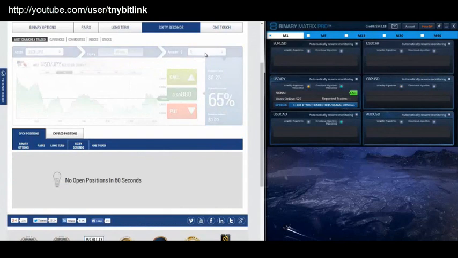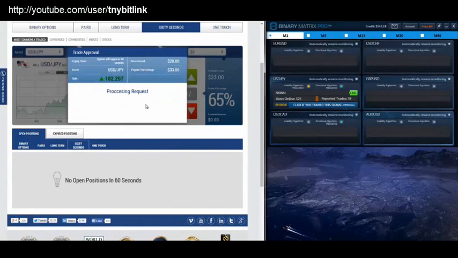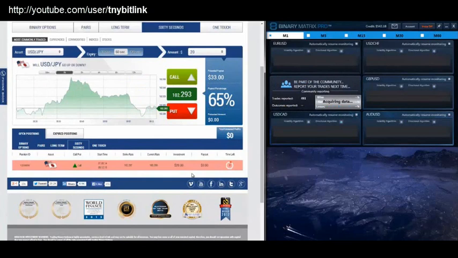All right, dollar yen has given us a call signal. And we are approved. All right, back to check our call signal on the dollar yen. Unfortunately, the price has dropped below the strike rate. It's continued to go down, so this is going to be a loss.